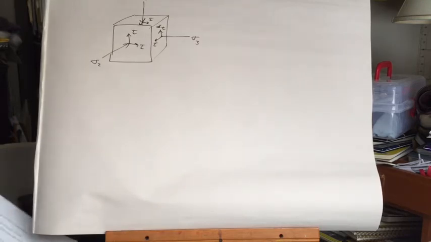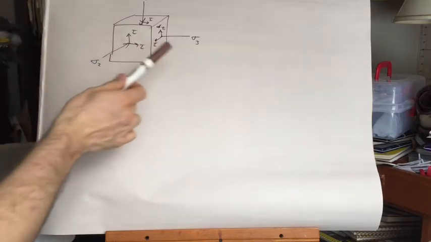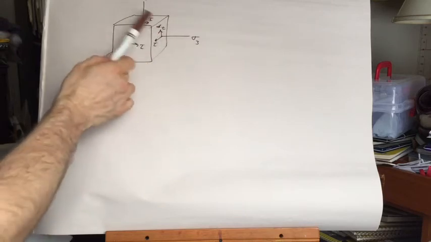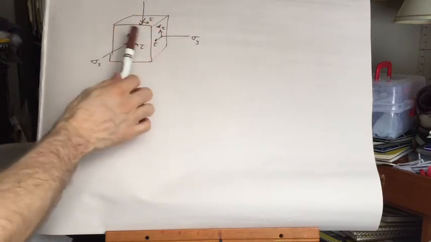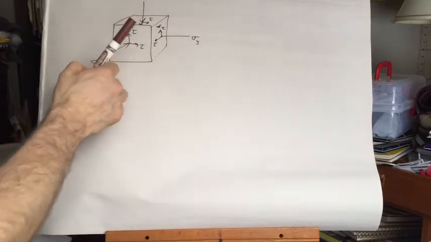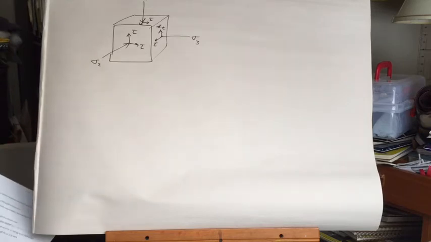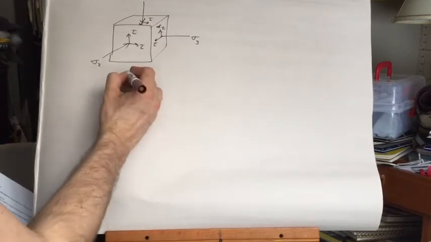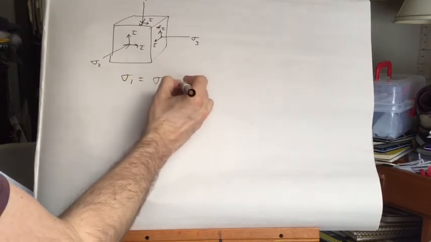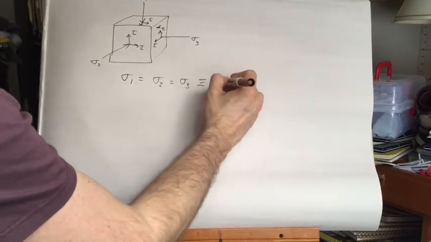And what I had said before, if these are sigma 1, 2, and 3, then in this special case, all those shear stresses would be 0. So we could define the state of stress with just 3 numbers. If sigma 1 through sigma 3 are all equal, we call that lithostatic stress.